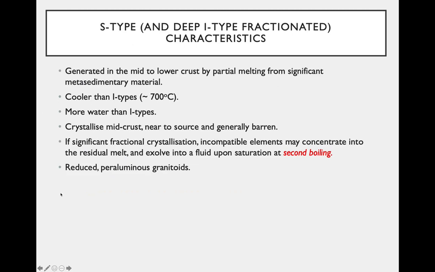So why are they distinct? S-types are generated generally in the mid to lower crust, by partial melting from significant metasedimentary material. They're generally colder, so they can crystallize at deeper levels because they intersect their solidus much quicker. They are very hydrous. This contributes to their crystallization sequence and the concentration of tin and tungsten early. And they can undergo significant fractional crystallization, associated with second boiling.